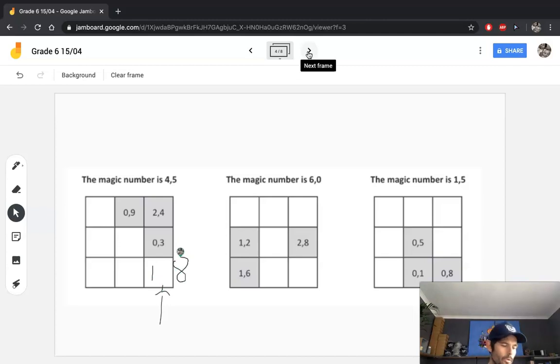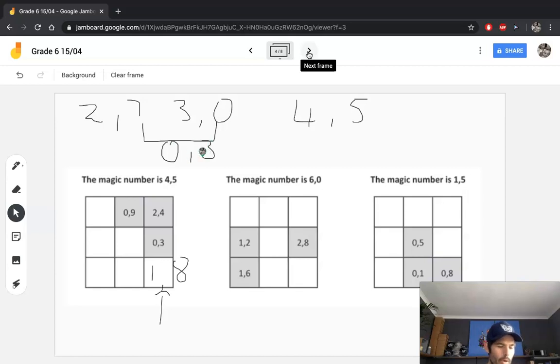Okay, so some of you might be saying how? Well, 2.7 to 4.5. The first thing I did was I went to 3.0. So from 2.7 to 3.0 is 0.3. Then I know from 3.0 to 4.5 is 1.5. And then I just added the 0.3 and the 1.5 to get me 1.8. Okay. My next step is going to be the top row.